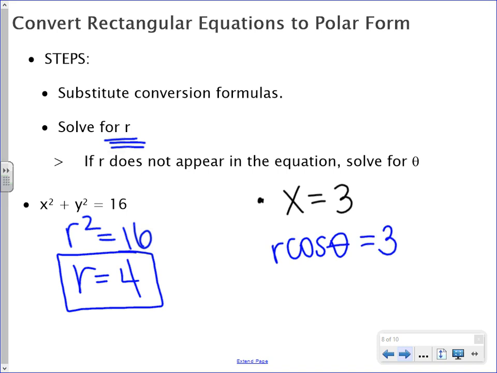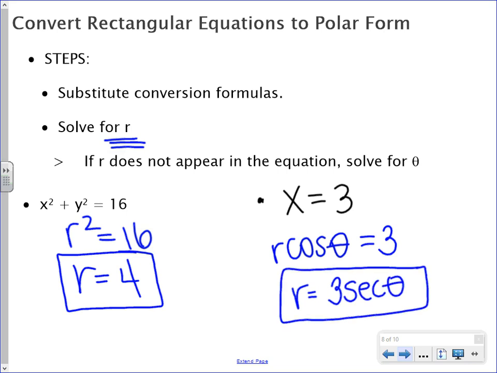And I'm asking you to solve for r. So we would divide cosine to the other side. And when we divide by cosine, 3 over cosine is the same as 3 secant. Okay? So that's what you're going to see.